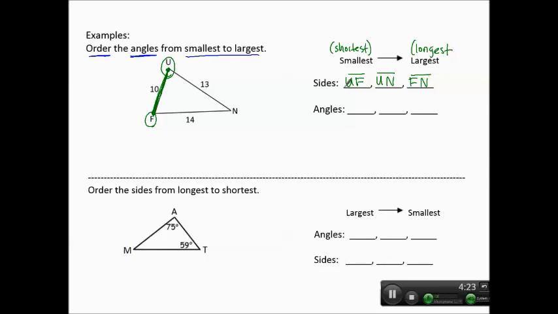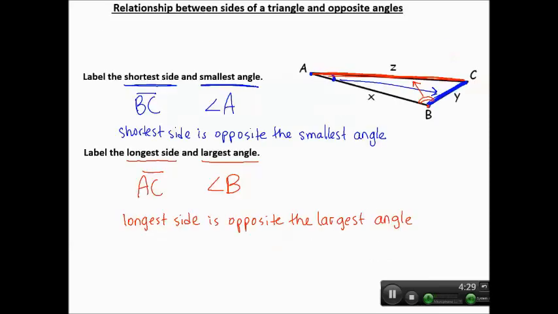Now that we know the sides, we can list the angles in order from smallest to largest. So remember in the previous picture how when we had the shortest side using the letters BC, the smallest angle used the letter that was not a part of that side, because to be across from the triangle, you have to use different points.